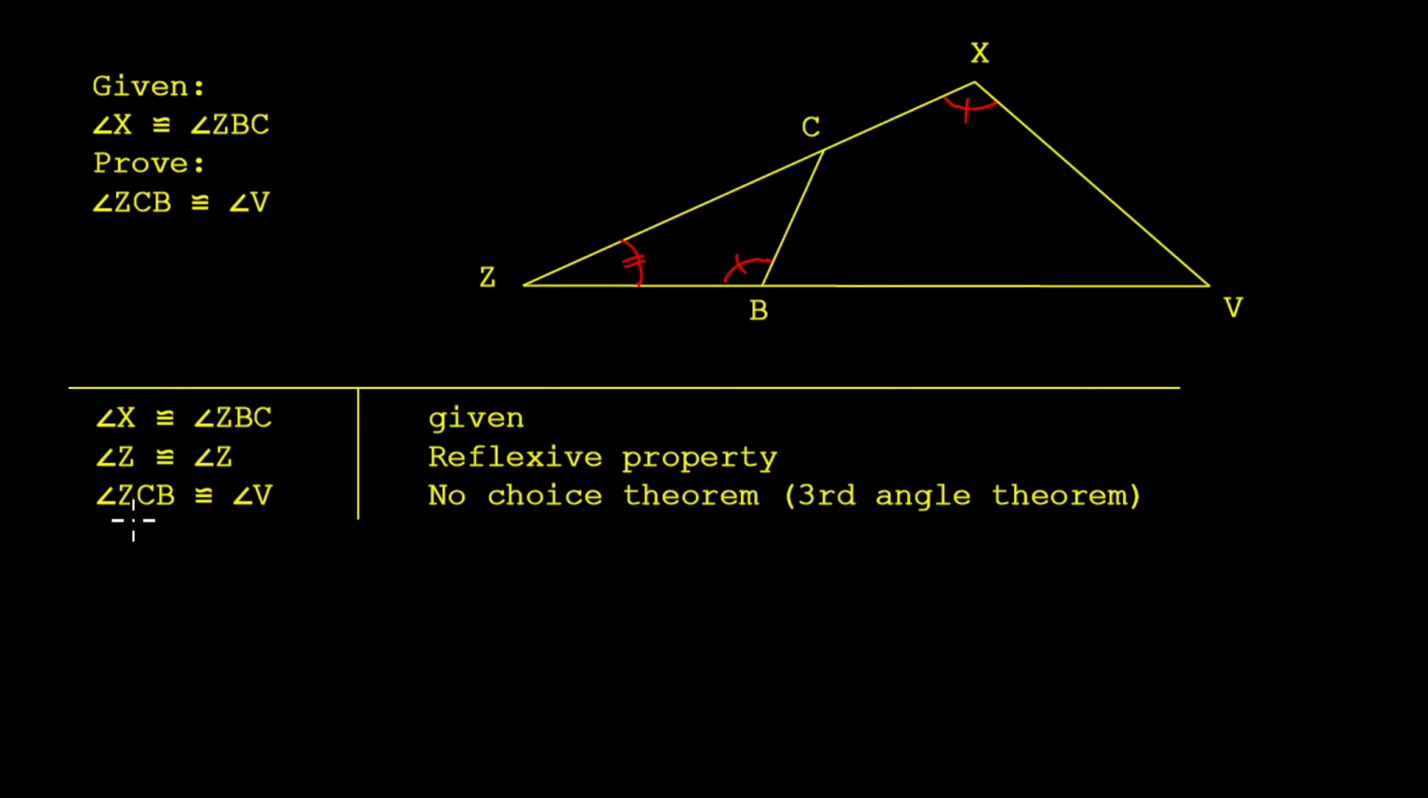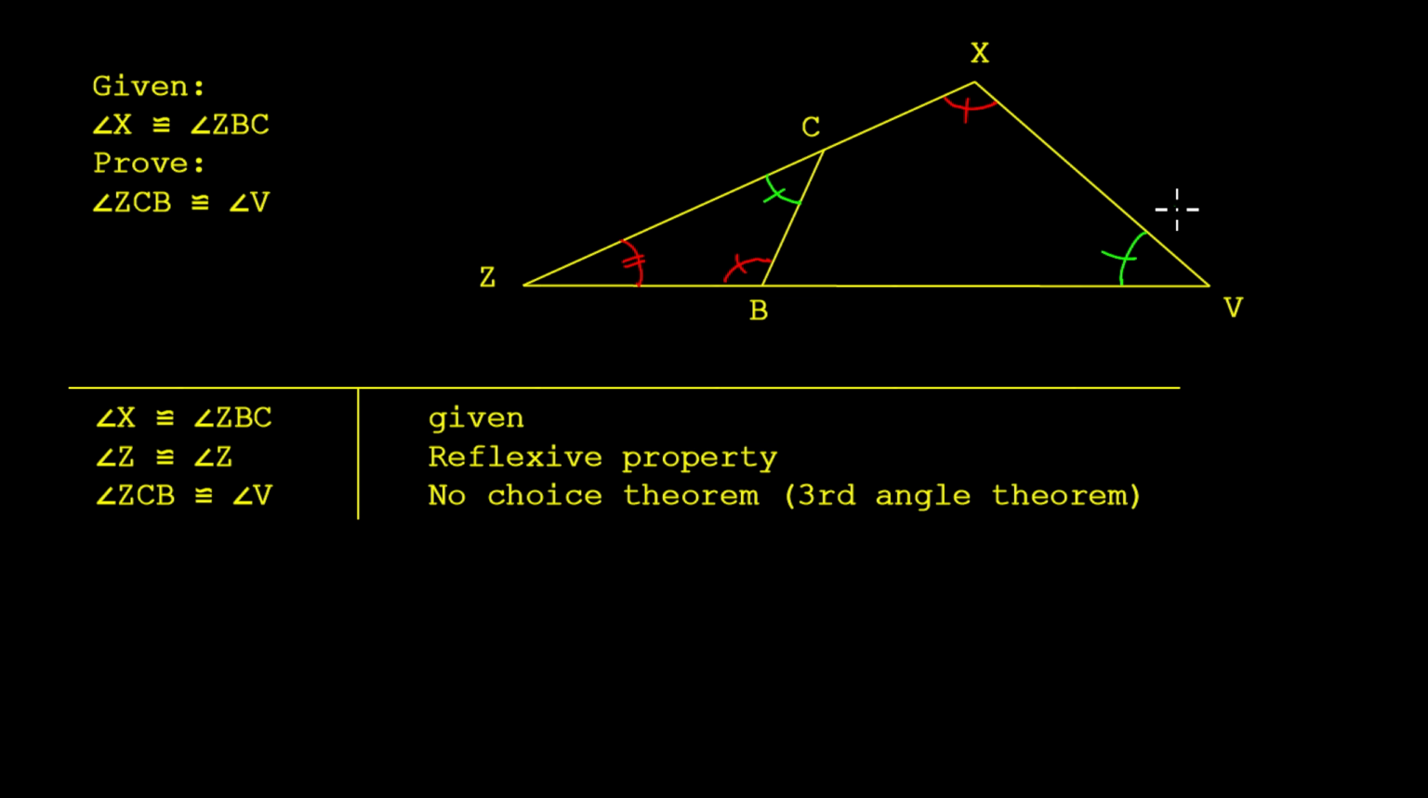From there, angle ZCB is congruent to angle V, no choice theorem, also called third angle theorem. Either one of those is fine. You can see that these two red single mark angles are congruent, and then this is congruent to itself with the double marks, leaving us with no choice that angle ZCB and angle V are congruent.